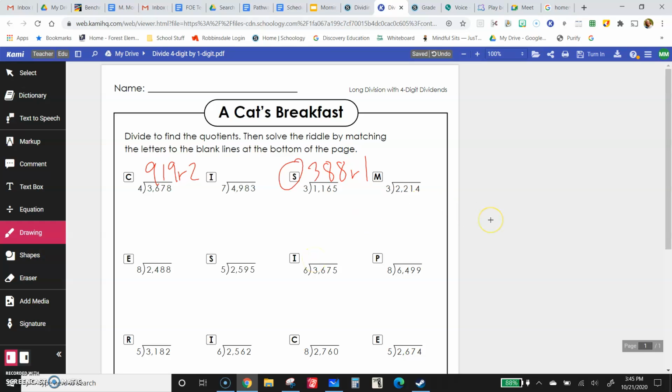Long division is hard. You might need another example or 5 more examples or 10 more examples, and that is totally fine. So please come get help if you are confused and stuck. I am here to help.